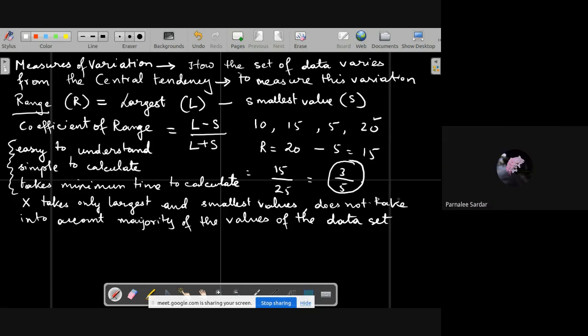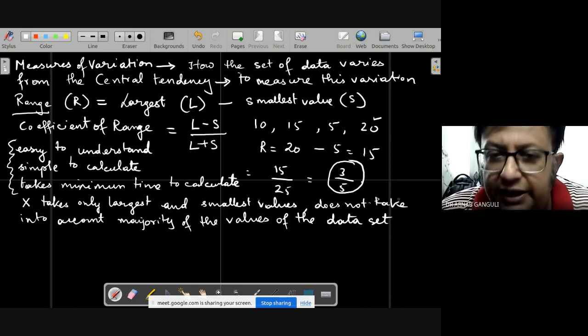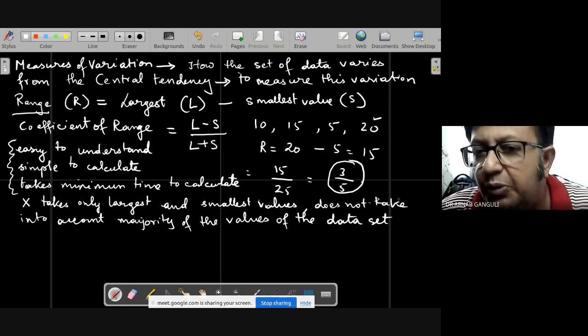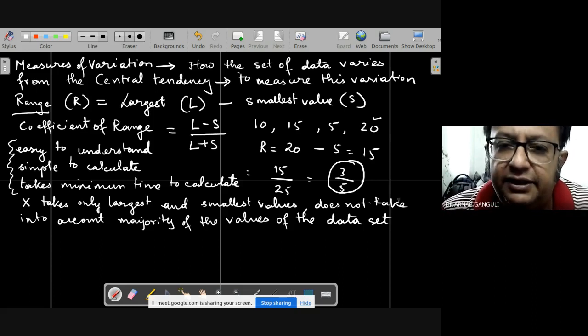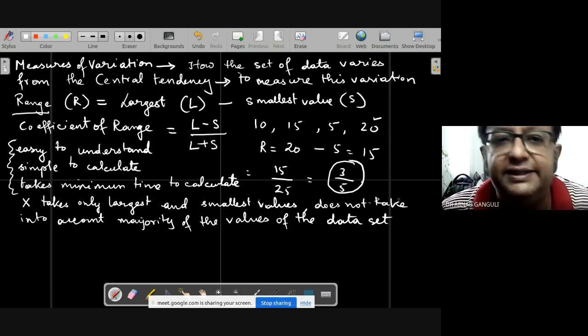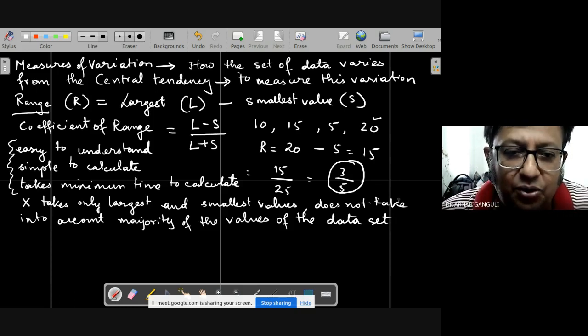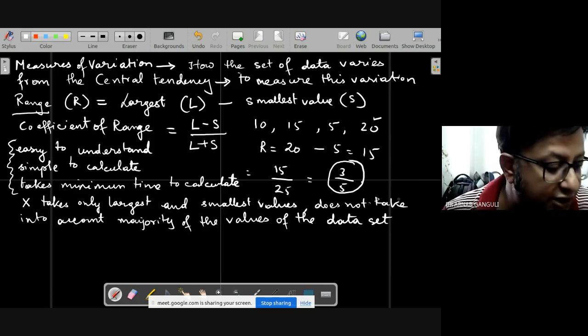Yes, sir. So if the largest is 100 and the lowest is 0 among the marks scored, one person gets 0 and one person gets 100, but the majority of the students get 60, 70, 50, 40, 30. If you calculate 100 minus 0, your variation is not actually 100. One or two data are outlying, but most of it falls in the 50-60% range. So the variation you get is not accurate.